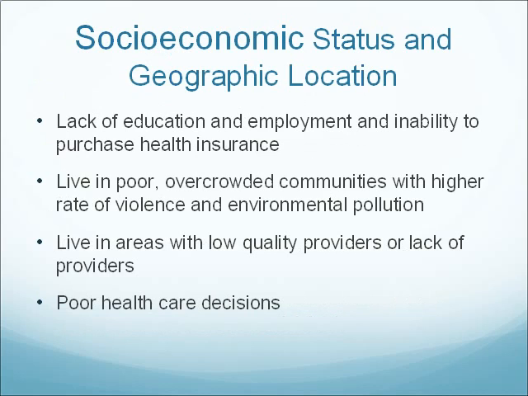Socioeconomic status and geographic location. A lack of education and employment and inability to purchase health insurance. People who live in poor, overcrowded communities with higher rate of violence and environmental pollution. They may live in areas with low quality providers or lack of providers, and also based on poor health care decisions.